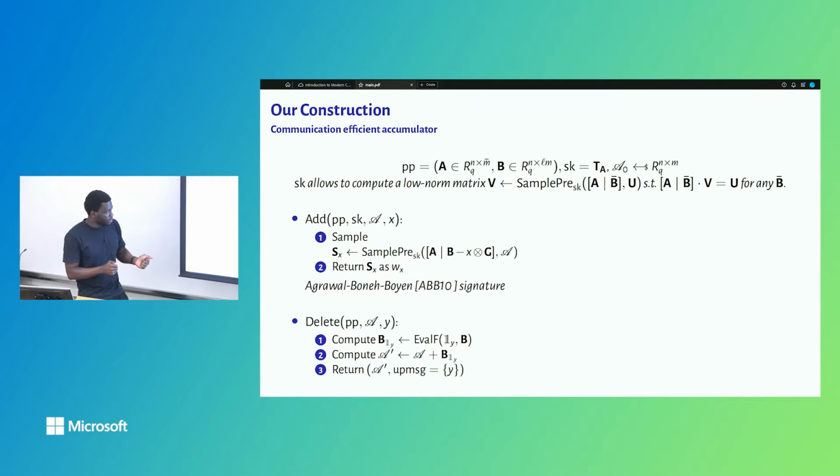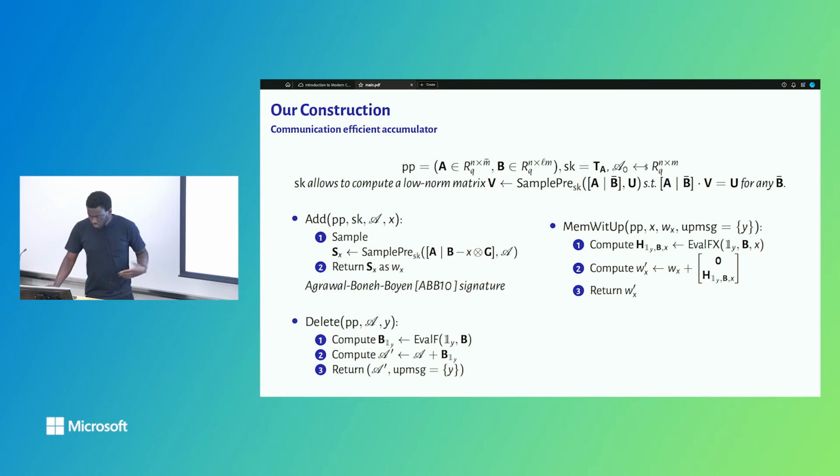Now, to delete, we're just going to take our accumulator value and the element Y that we want to remove, and we are going to use this Eval F from our homomorphic operation on matrices toolkit, and it's going to produce this matrix B_{indicator of Y}, right? And we are going to add that matrix to our accumulator. That's all we do. So we are updating the accumulator value to be A plus that. And the update message is just going to be the element Y.